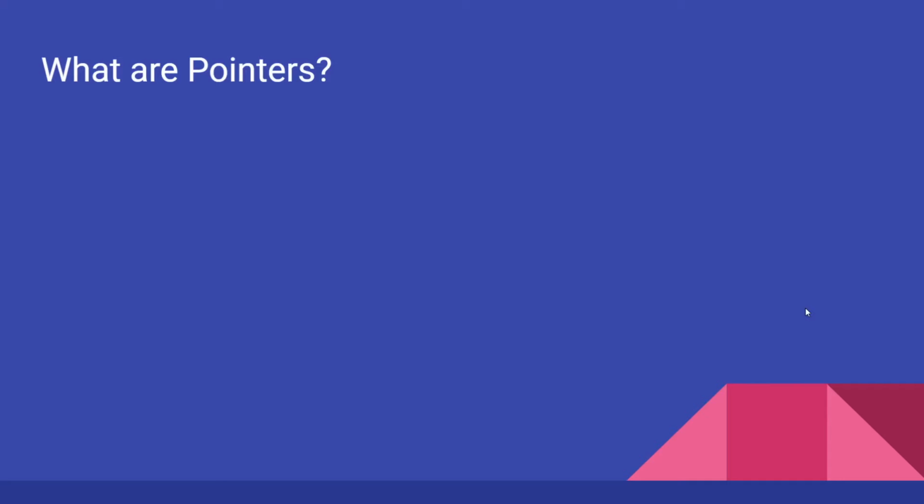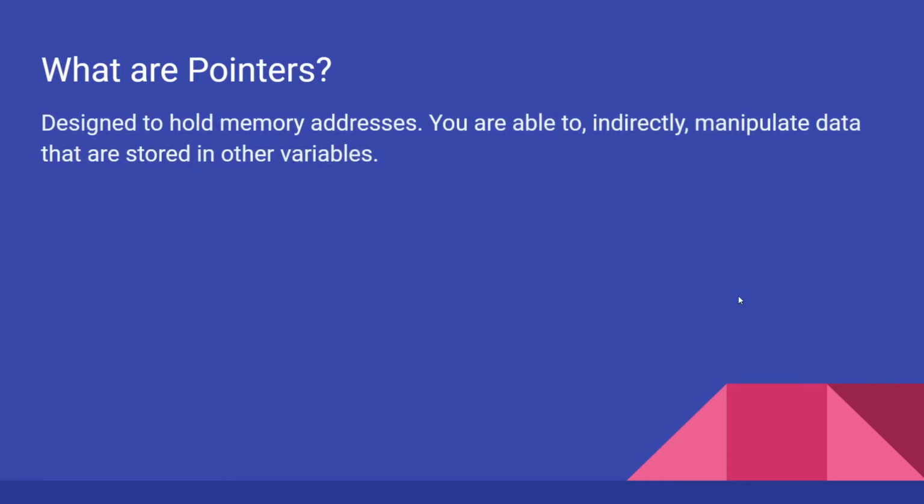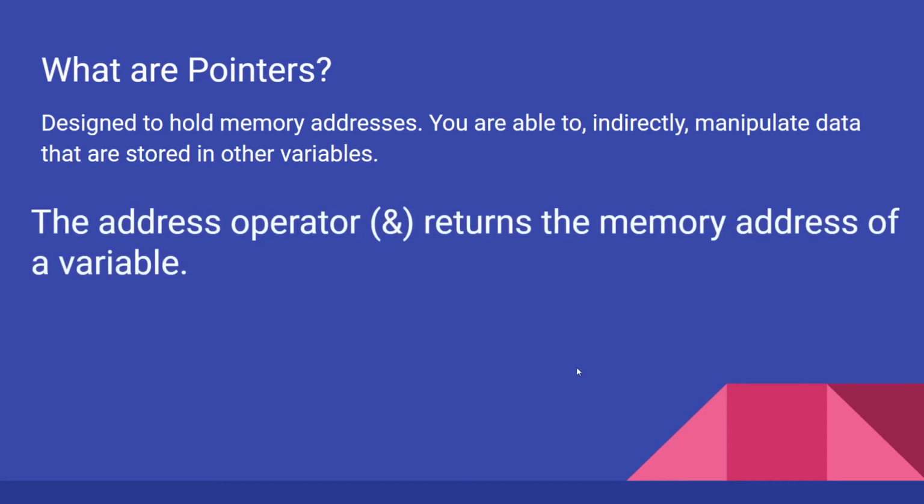Now, what are pointers? So pointers are designed to hold memory addresses. You are able to indirectly manipulate data that are stored in other variables. A good thing to keep note of is the address operator, or maybe you can call it the AND or the ampersand, because this returns the memory address of a variable.